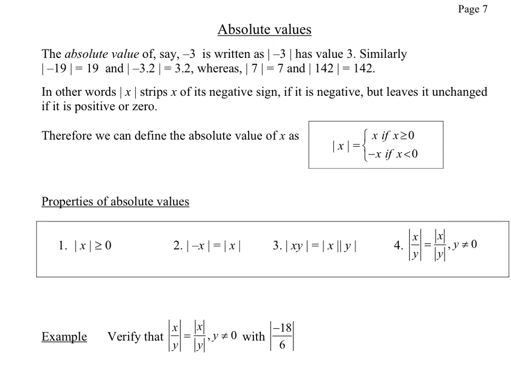-3 becomes +3. In the same way, the absolute value of -19 becomes 19. Absolute value of -3.2 is 3.2. But if it's already positive, the absolute value of 7 is just 7. Absolute value of 142 is just still 142. So it's very straightforward.